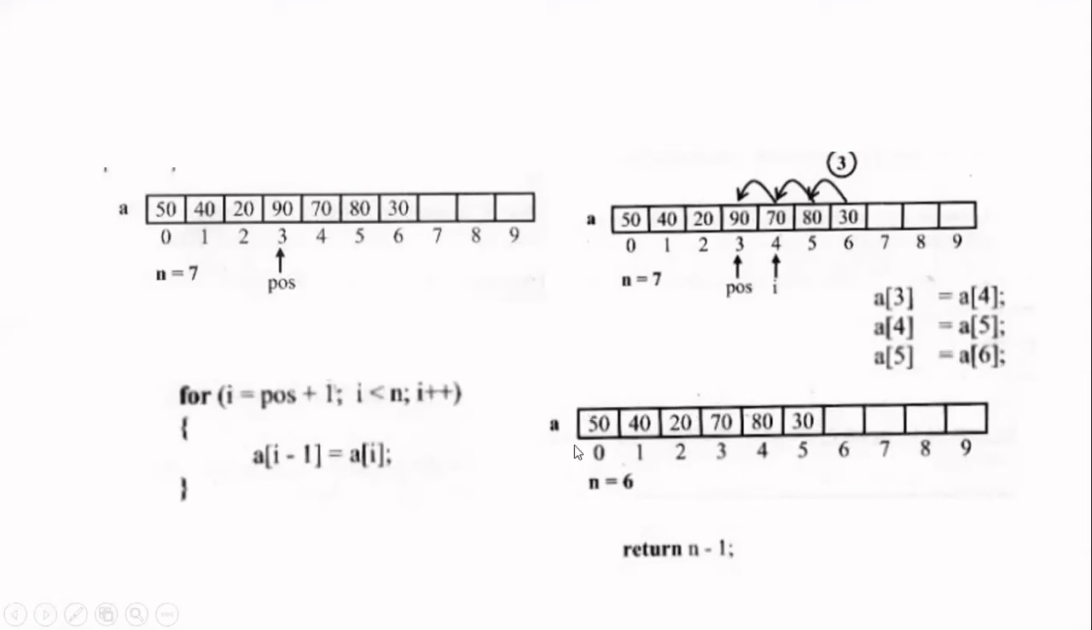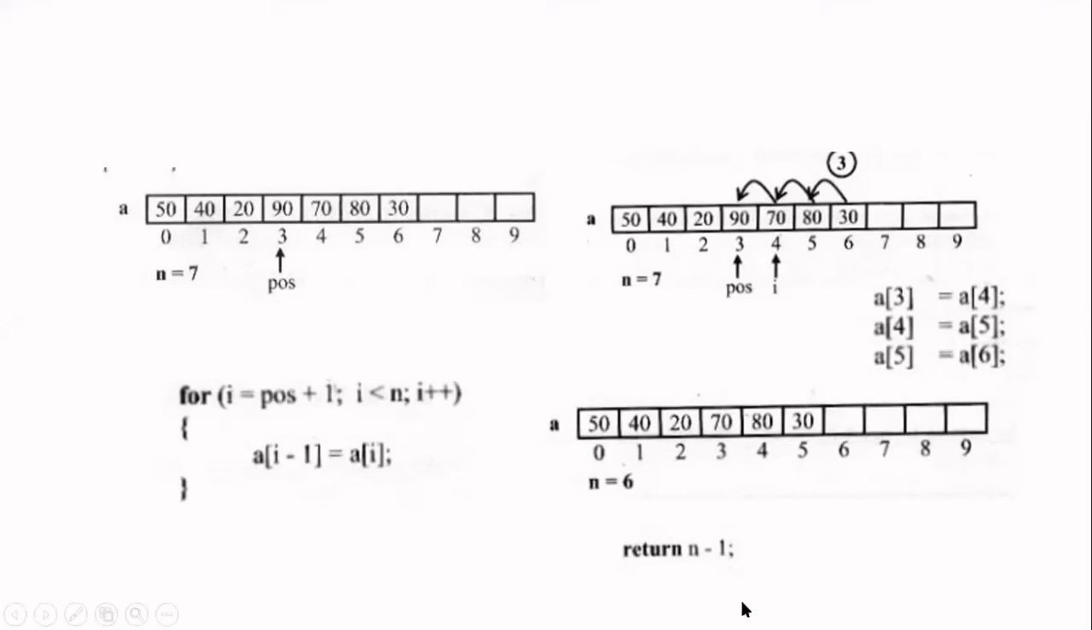Now what happened to the size of the array after the delete? Previously it was 7, now it has changed to 6. Now there is a change in the array size. And this array size we have passed by value, so this will not be reflected in the main function. So you have to return this value explicitly to the main function so that the changes will be updated in the main. So now return n minus 1. Are you able to understand this?